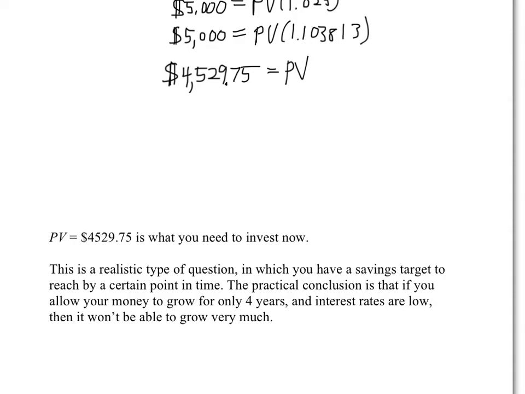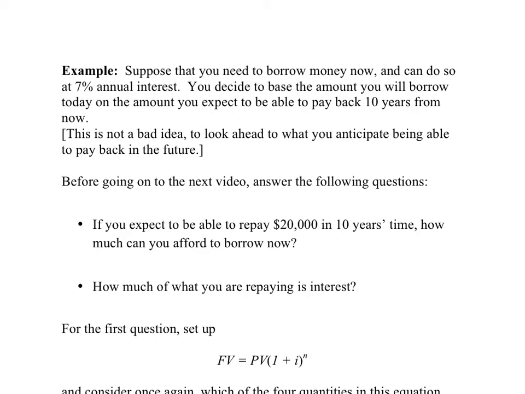Realistic in the sense that you have a savings target that you want to reach by a certain point in time. The practical conclusion in this example is that if you allow your money to grow for only 4 years, and interest rates are low, 2.5% is low in the scheme of things, then it won't be able to grow very much. You won't have the opportunity to grow your money very much. If you really want to save up, you need to do some combination of starting sooner and finding a higher interest rate. Here's another example.